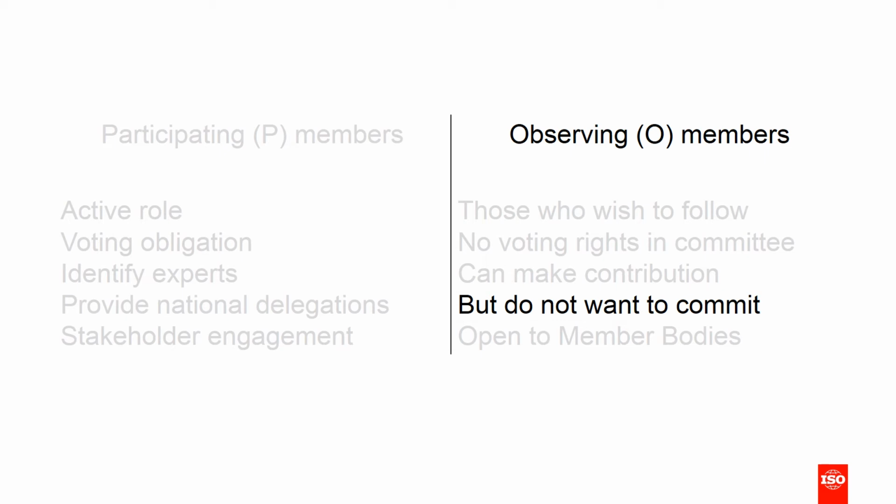So as I said at the beginning, this category is open to full member bodies and corresponding members, but only the full member body can toggle in and out of O membership and P membership. When they go from P membership to O membership, then of course, they're not allowed to appoint experts to the working group because participation in the working group is reserved to the P members.